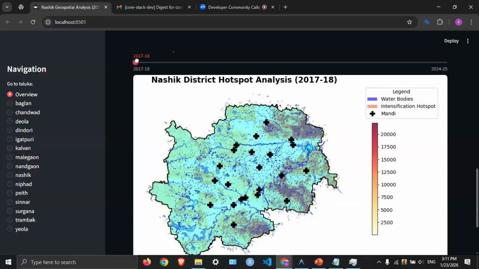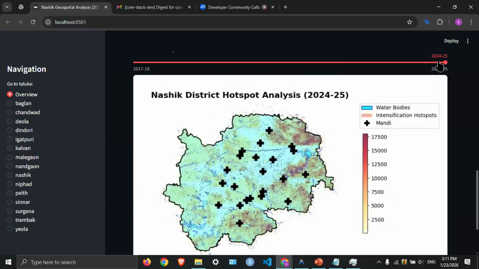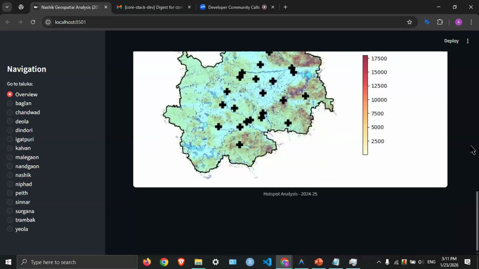And afterwards, if we slide this slide bar and check the recent 2024-25 data, we can see that single kharif crop farming has degraded over a period of time, where hotspots get reduced and most of the people are trying to focus on double or triple crop patterns. So we can see that using this graph.